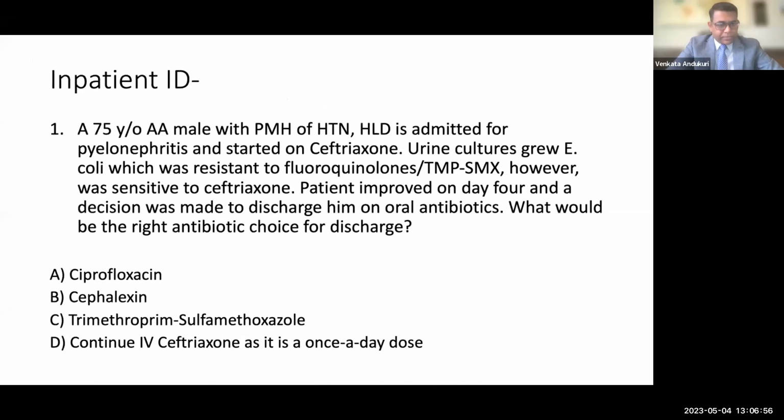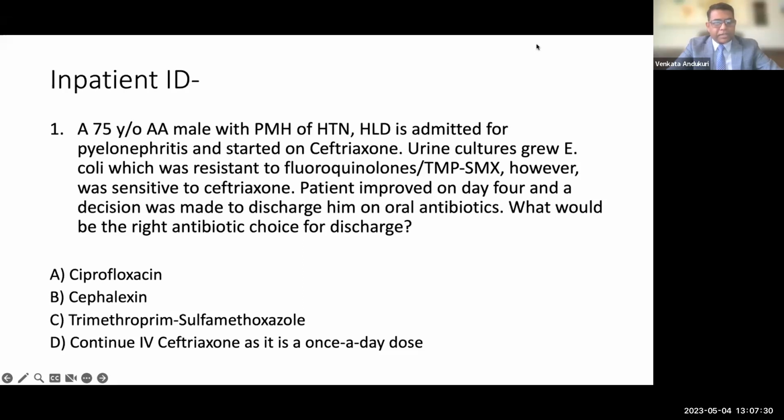All right. So the first case is inpatient ID. A 75-year-old African-American male with past medical history of hypertension, hyperlipidemia, is admitted for pyelonephritis and started on ceftriaxone. Urine cultures grew E. coli, which was resistant to fluoroquinolones and trimethoprim sulfa. However, it was sensitive to ceftriaxone. Patient improved on day 4, and a decision was made to discharge him on oral antibiotics. What would be the right antibiotic choice for discharge?